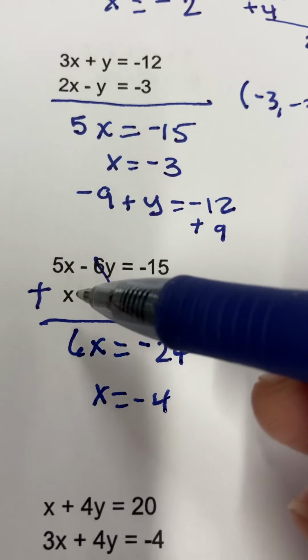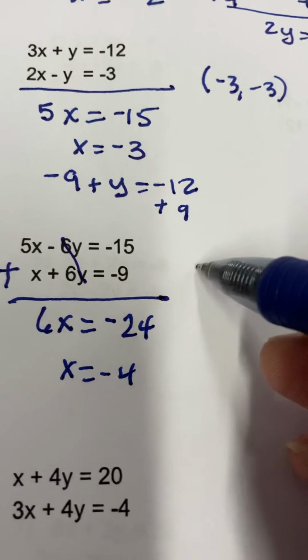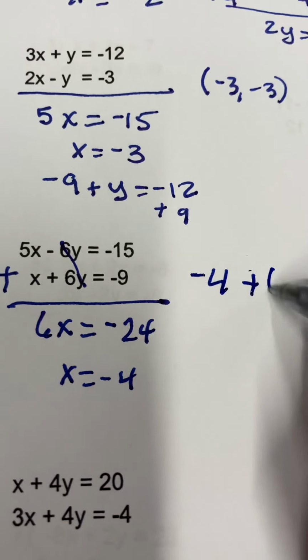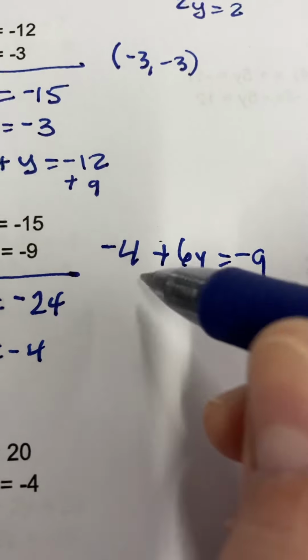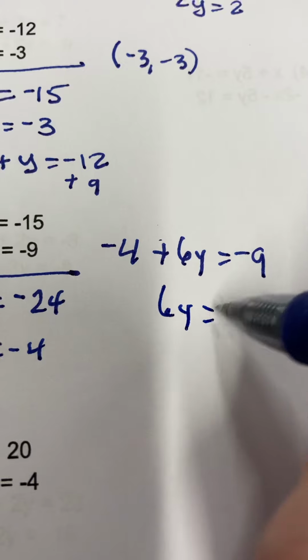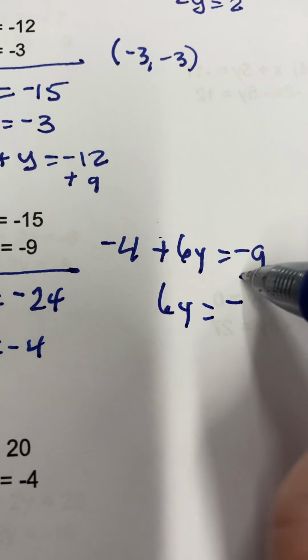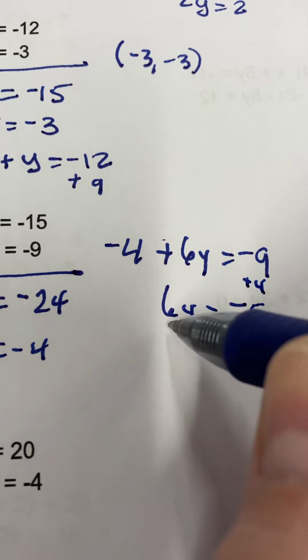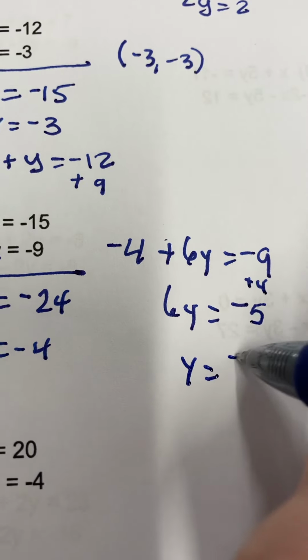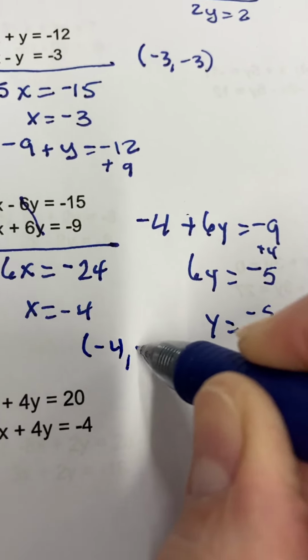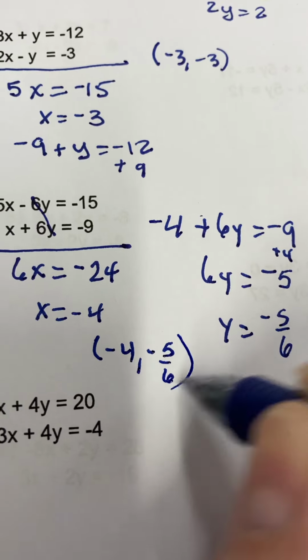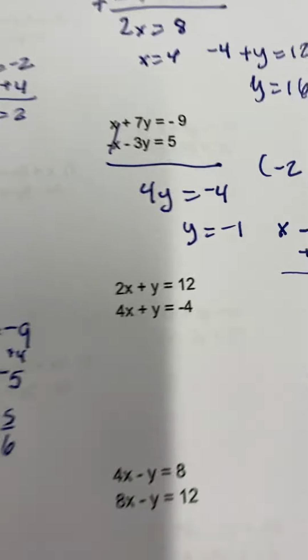If x is negative 4, I'm going to put it into this bottom one right here. So I have negative 4 plus 6y is equal to negative 9. I'm going to add my 4 over. This will give us a fraction, it looks like. If I add a 4, I'm going to get a negative 5. Dividing both sides by 6, I get negative 5/6. So negative 4 and negative 5/6 are my ordered pair for that one.